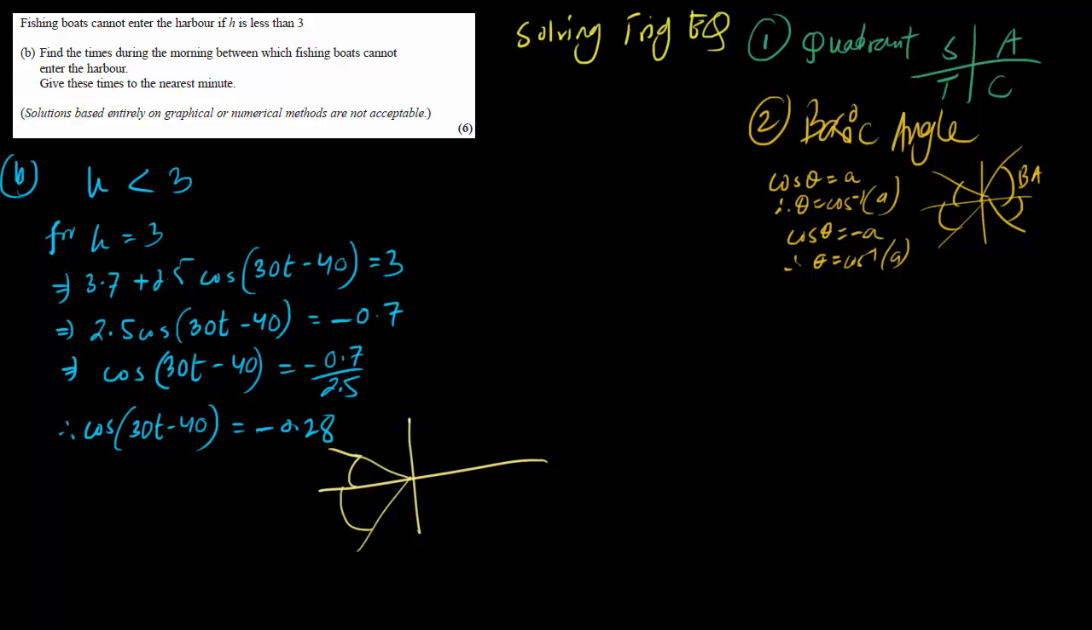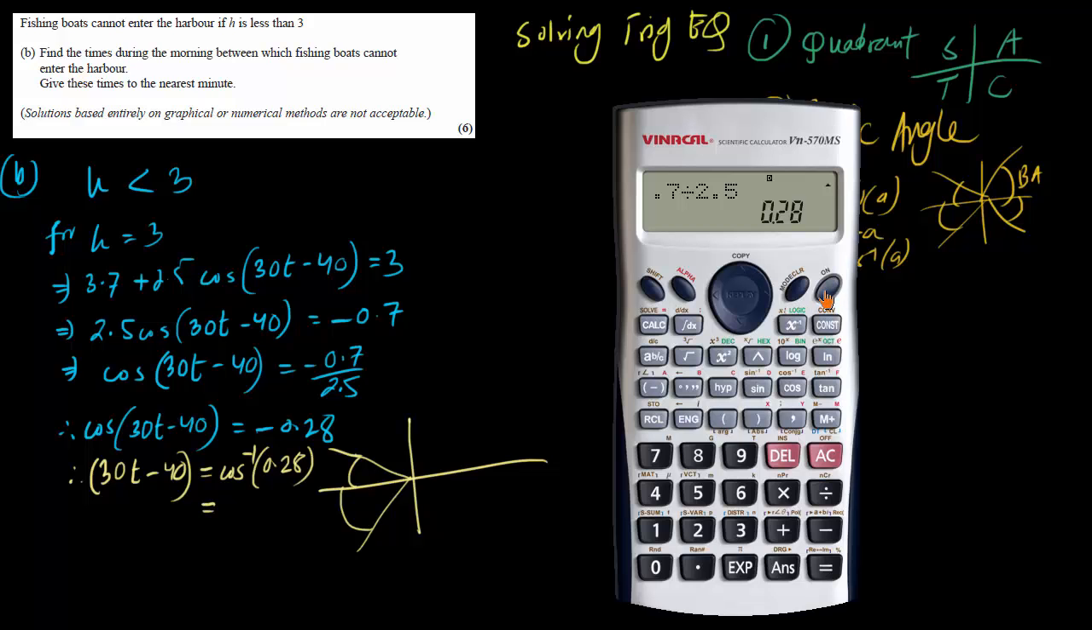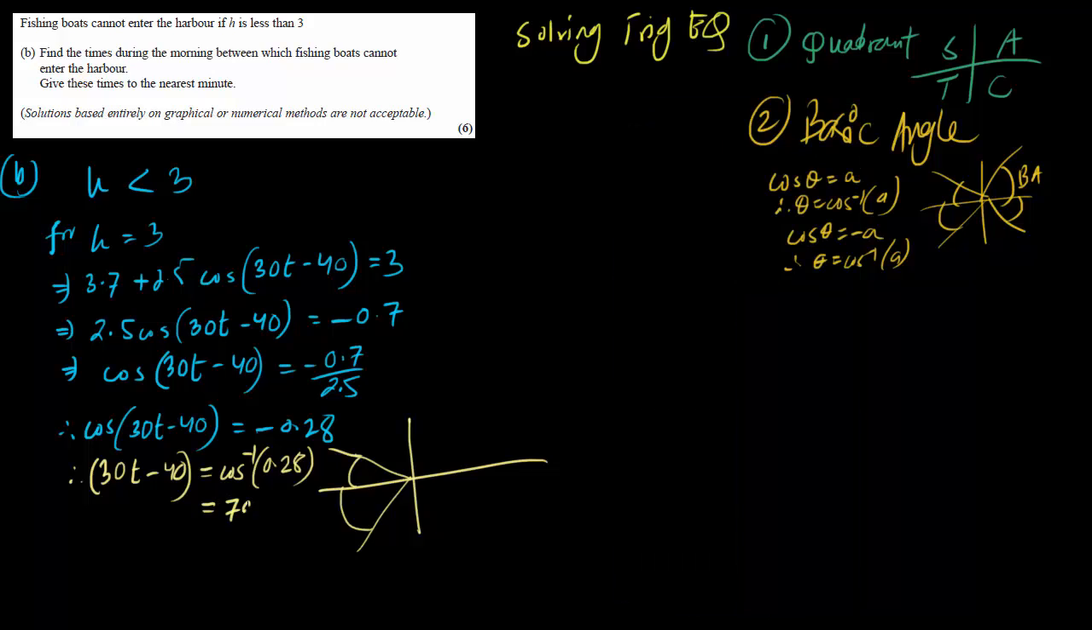So the basic angle would be 30t minus 40 equals cos inverse of 0.28. Remember, the basic angle will take the absolute value. So that means cos inverse of 0.28, and it is 73.74. 73.74, that is the basic angle. So we can put it over here, and this is 73.74 and this is 73.74. So we have the basic angles.